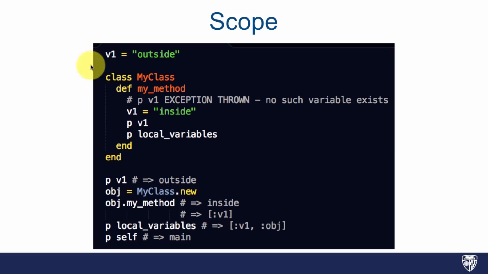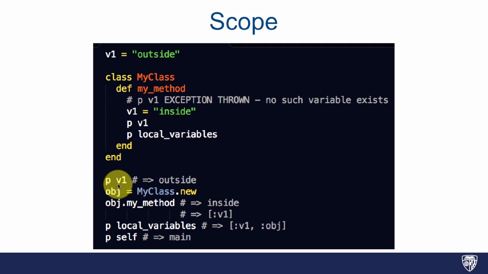So for example, we have a v1 variable defined outside of a class, and let's define it to a value "outside". If you try to use this variable inside the myMethod method, and you try to print it out, you'll get an exception thrown because myMethod has no idea about this variable called v1. You could of course define a new variable called v1 inside the method, and then when you print it out, you'll get the value of "inside". And you could also print what local variables are available inside this method, which is your scope. And you'll see that v1 is available inside the scope, which is this v1 over here.